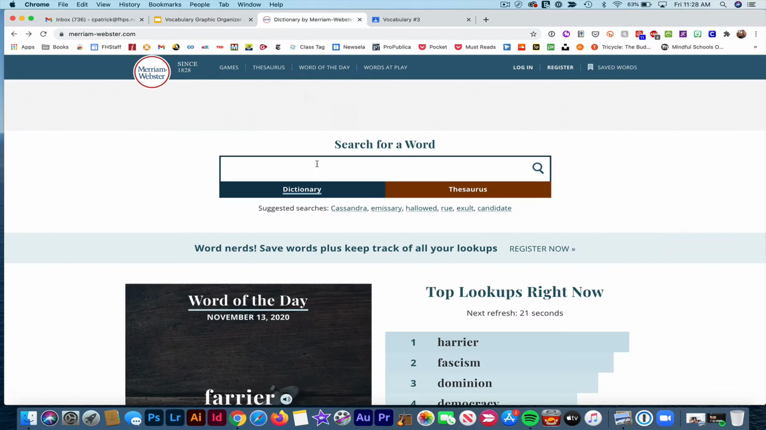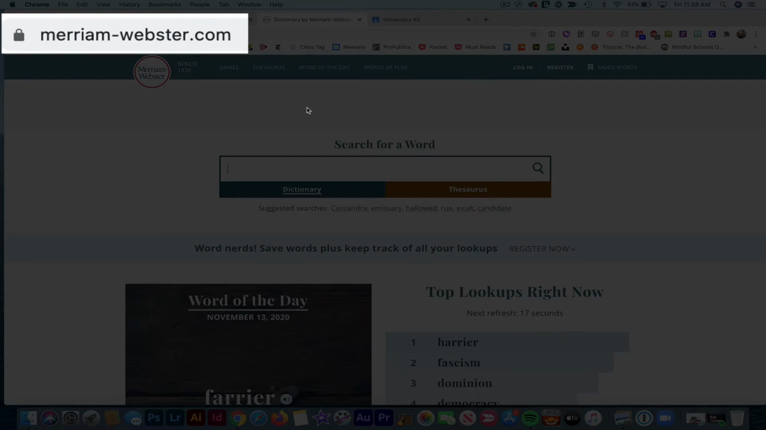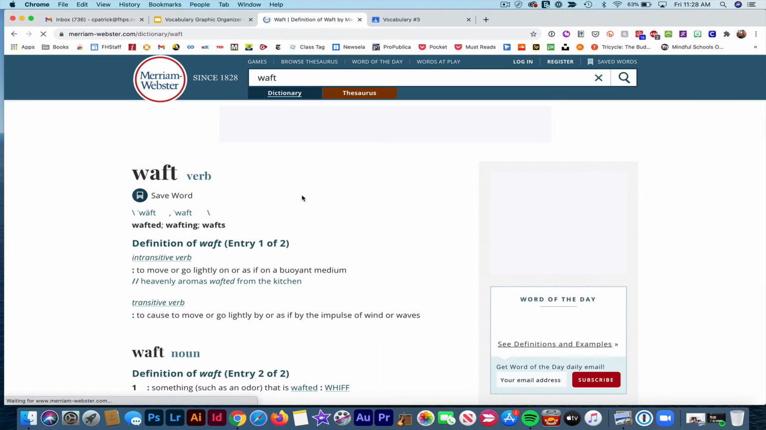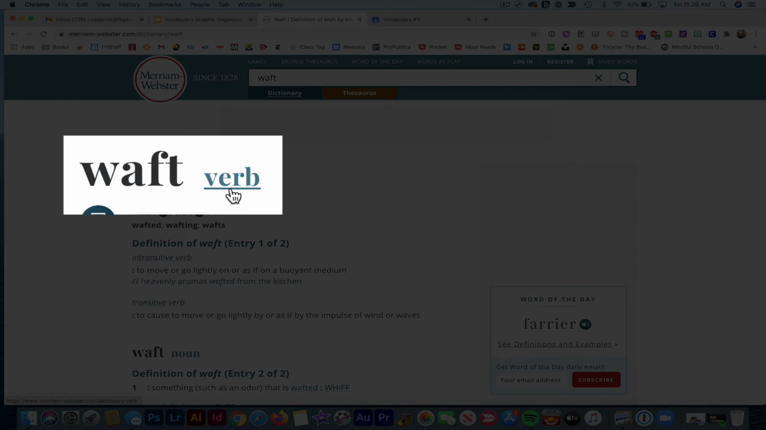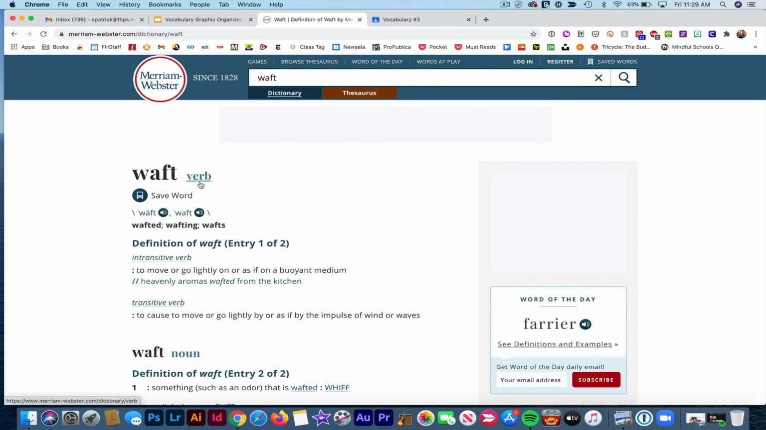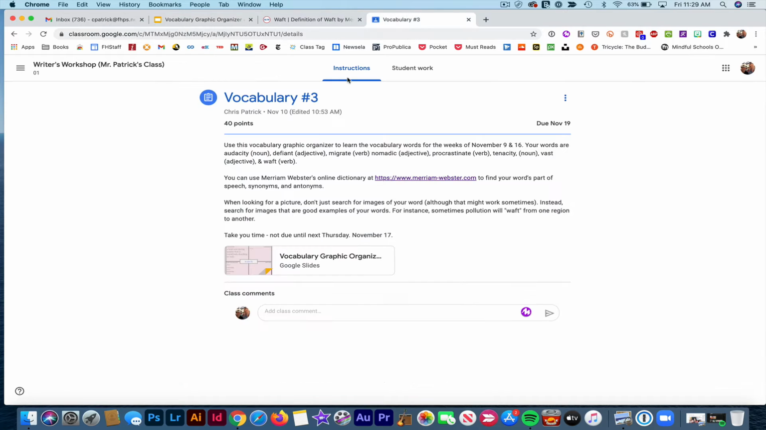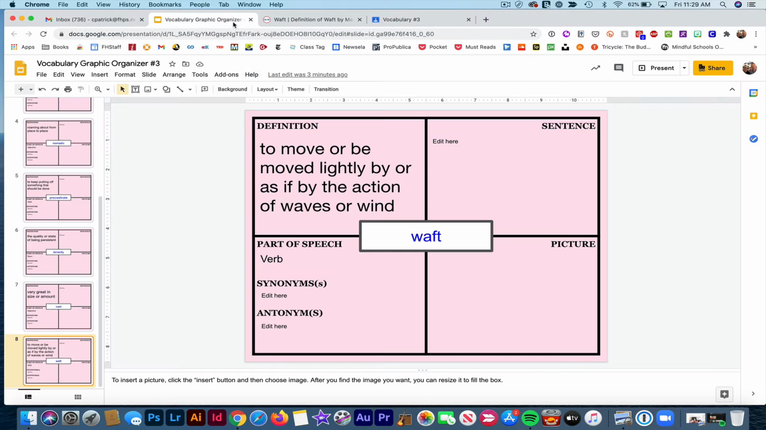The other way you could find that out is if you went to an online dictionary. My preference is merriam-webster.com, and you type in the word that you're looking for. You'll notice on this particular site, right after the word, it tells you the part of speech, whether it's a noun, a verb, an adjective, or whatever. But you do not have to look that up, as I have put them right here for you, right? So all you need to do is fill them in, okay?